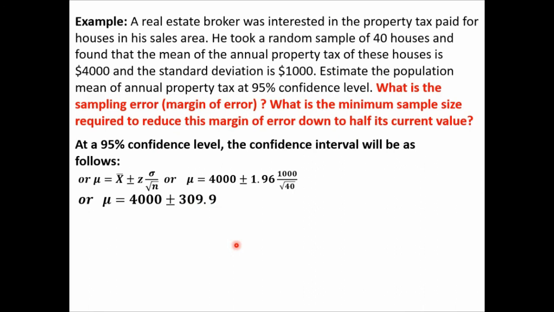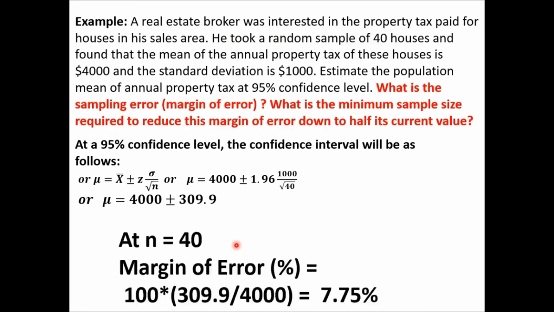Now, quite often we hear the margin of error as a percentage. We hear people saying 5% margin of error or 3% margin of error. The way this is calculated is very simple. We have the absolute value of 309.9 divided by the point estimate of 4,000 times 100. And in this case, as you can see, we have about 7.8 or 7.75% margin of error. So yes, we can express the margin of error as absolute value like the 309.9 or as a percentage of the average or the point estimate.